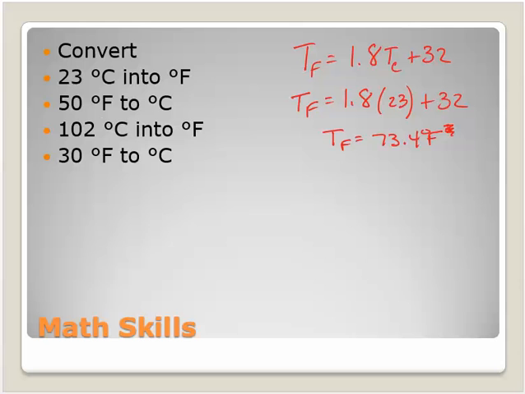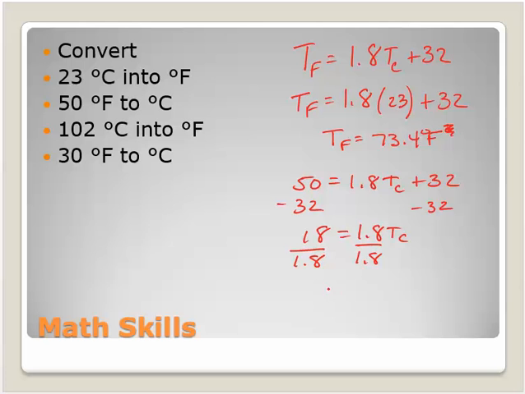The next one tells us to put 50 degrees in for Fahrenheit. In this case, I'm going to subtract 32. And that's going to give me 18 equals 1.8 times the degrees Celsius, divide by 1.8. And the temperature in degrees Celsius then is 10 degrees Celsius. Go ahead and work out the next two, the two that I've underlined here. You can work those out the exact same way.